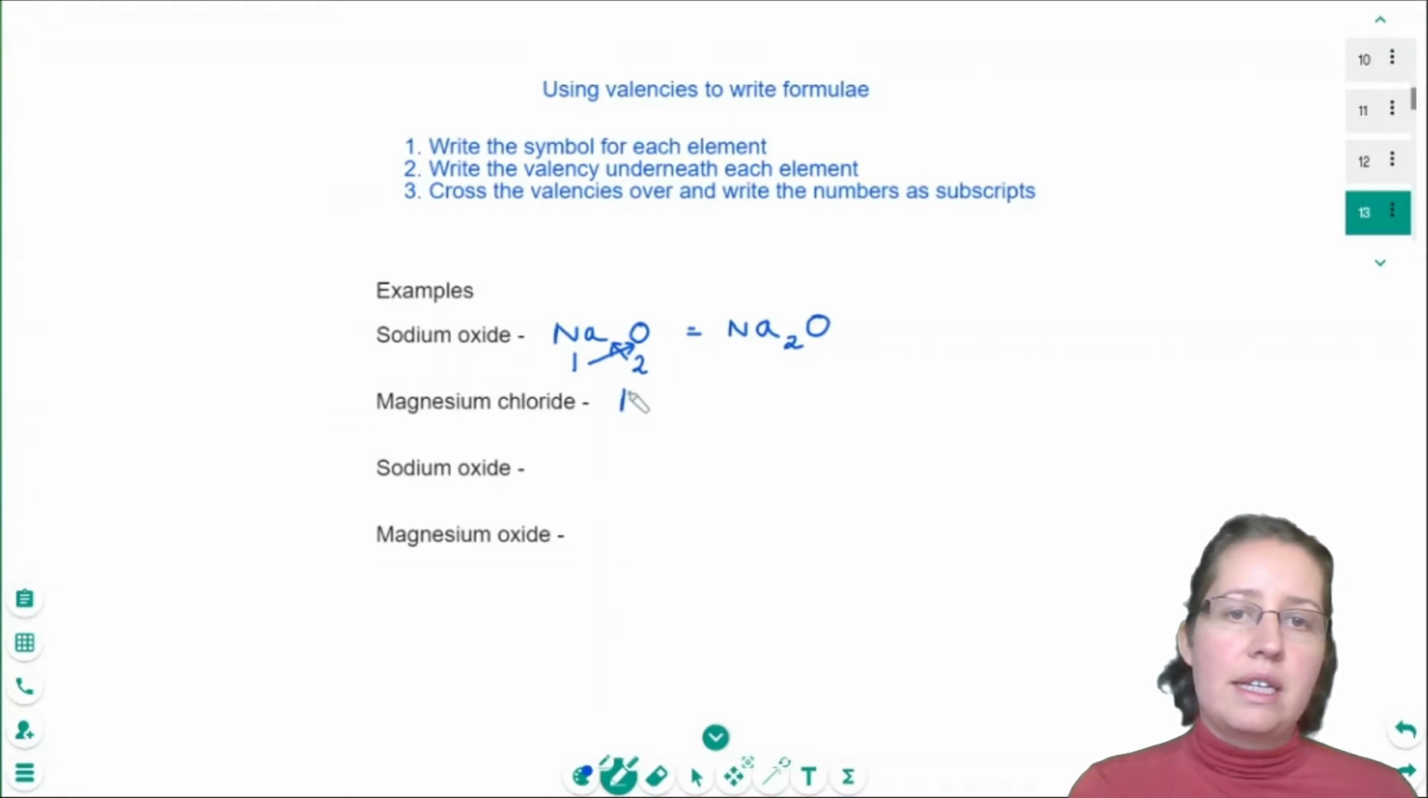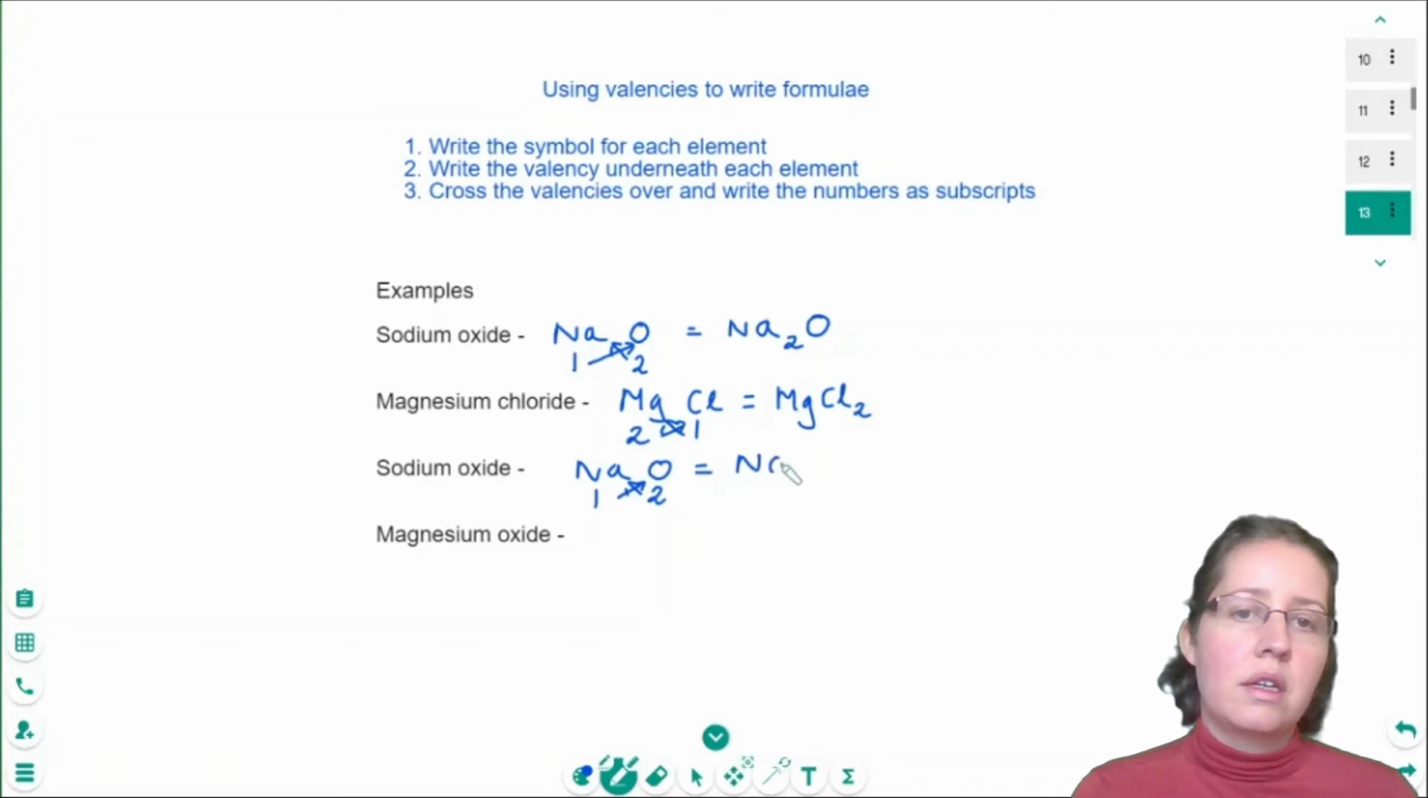Magnesium chloride, Mg, in group 2, valency 2. Chlorine in group 7, valency 1. When we cross the valencies over, we get MgCl2. Sodium oxide, Na, group 1, valency 1. Oxygen, group 6, valency 2. When we cross them over, we get Na2O.